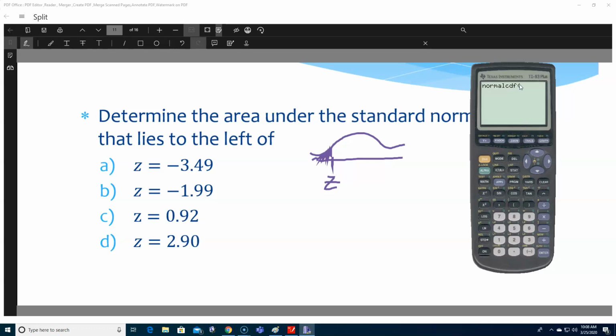Now that I'm in the normal CDF, I need to start with my lower bound number. I need the lowest possible number that I can go to. What I usually do is just make a really big negative number. So I say negative 1 E99. That's some gigantic negative number. So that's something way over here. Then my upper bound number is my z-score number. So I'm going to type in negative 3.49.